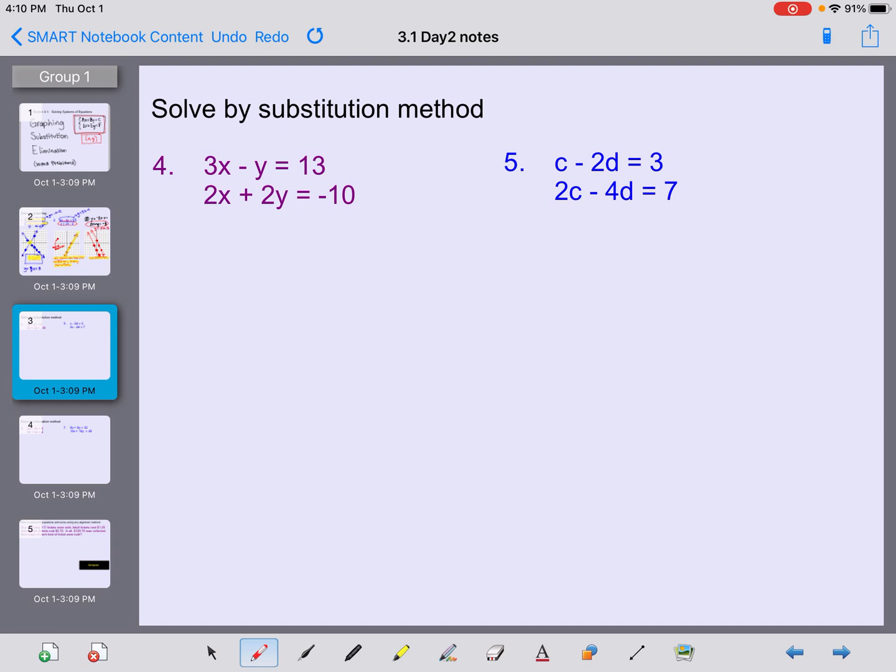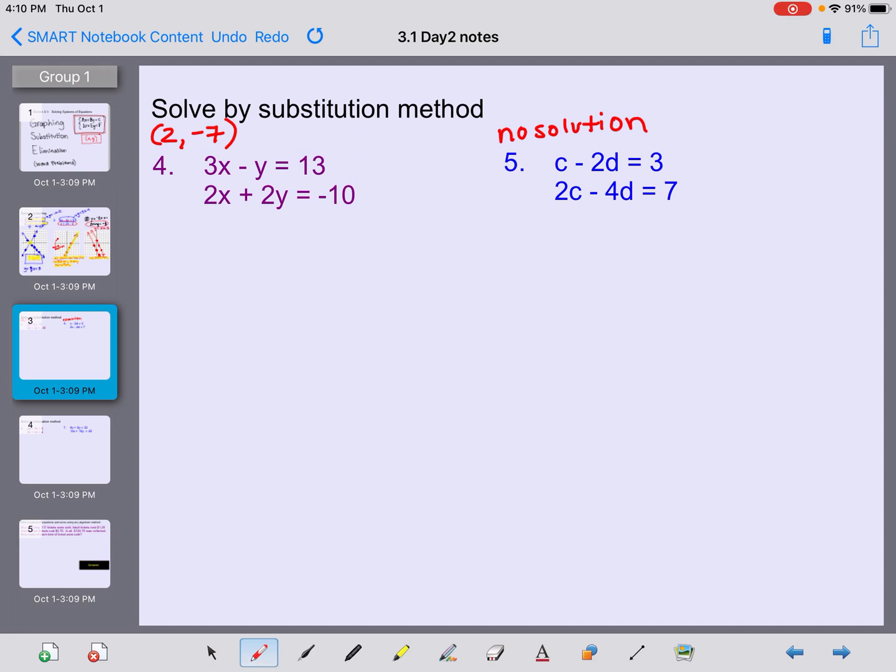So for number 4, our final answer here would be (2, -7). And for number 5, this is a no solution. So now I'm going to explain how to do them.